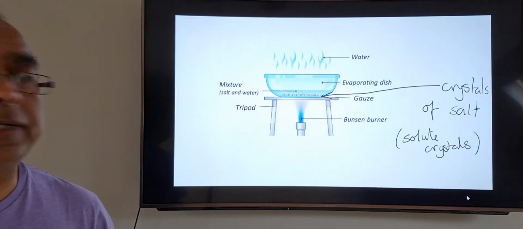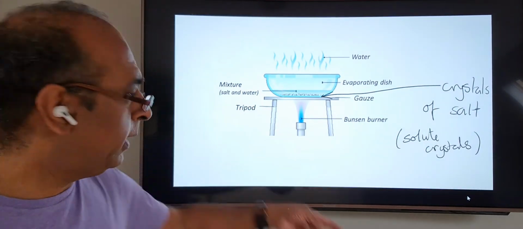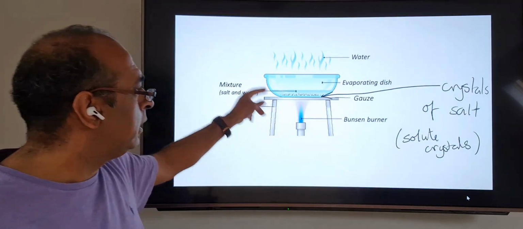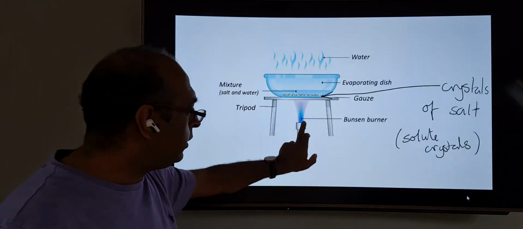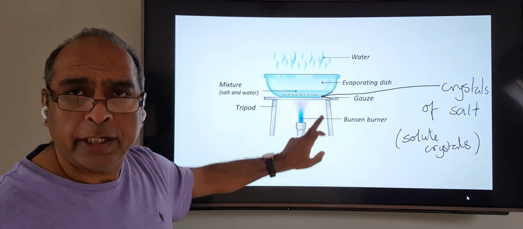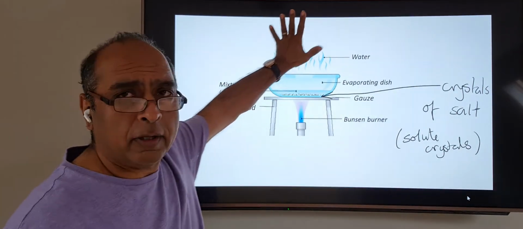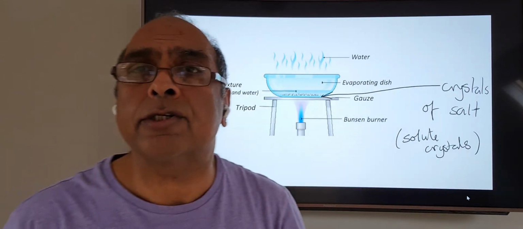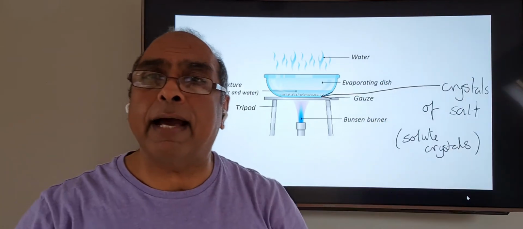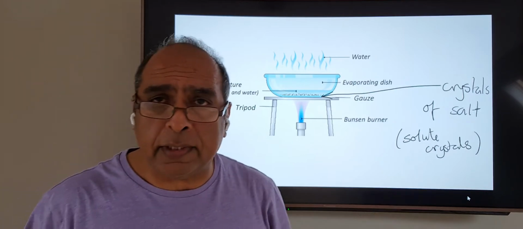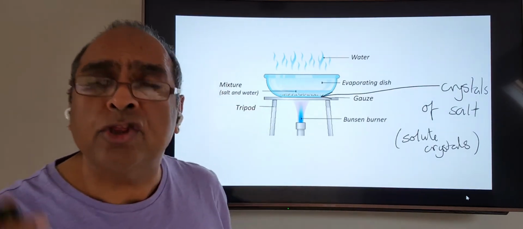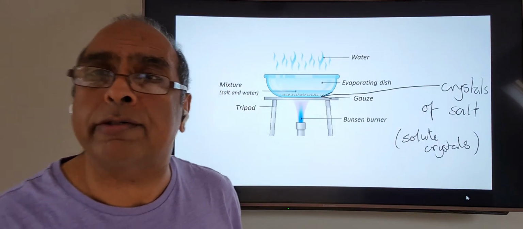So, what apparatus do we use? Well, you're familiar with a Bunsen burner, tripod, gauze, evaporating basin. You put your solution in there. When you boil off the water, can you see the water boiling off from the top there? The particles of the water are leaving that evaporating basin. They're leaving it, they're going up, mixing with the air. But crucially, the solute is not.